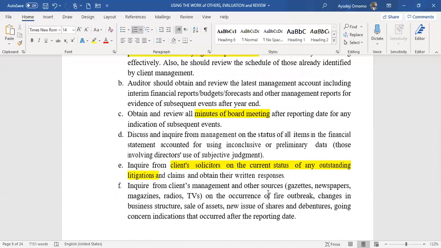You know, and again, see what I wrote here. I said the auditor needs to obtain written response. Why does the auditor need to obtain written response? Can someone tell me why the auditor needs to obtain written response?